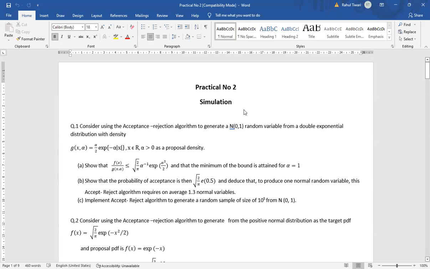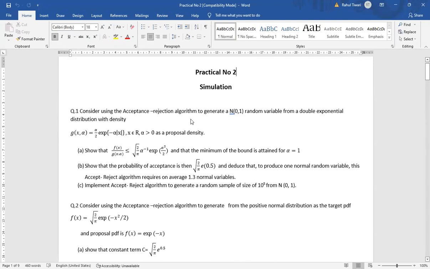So this is practical number one. I will share the updated practicals, but these problems you have to consider. Consider using the acceptance rejection algorithm to generate from the normal 0, 1 random variable, using the double exponential distribution, alpha by 2. That is the PDF we have considered as proposal. Show that the probability of acceptance is this, which is the value of C you obtained, and hence deduce that to produce one normal random variable, this acceptance rejection algorithm requires on average 1.3 normal variables, the value which you have computed.